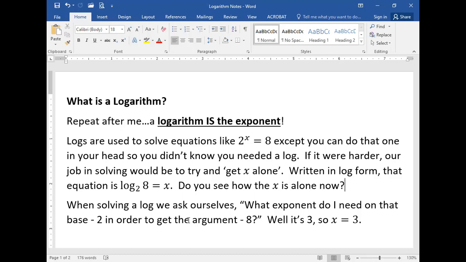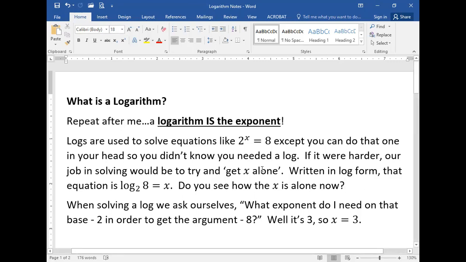I have no clue. I know it's 1 point something, but I don't know what that 1 point something is. How do I know it's 1 point something? Because 5 to the first is 5, 5 to the second is 25, so it's got to be in between 1 and 2 somewhere. Okay, but to actually find it, to actually evaluate that exponent, I'm going to use a logarithm.